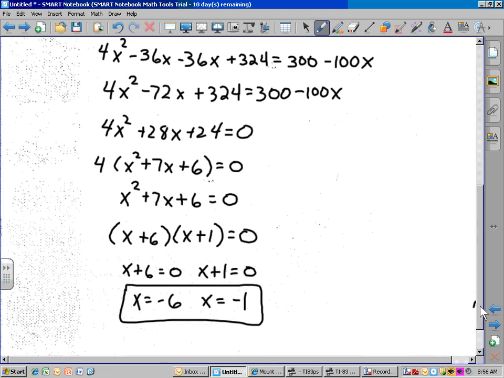And again, if you wanted to graphically check that, that's totally up to you. I don't think it's necessary, but if you wish to, you can. Again, make sure it's equal to 0 so you can check the x-intercepts. That's all that we have for today.